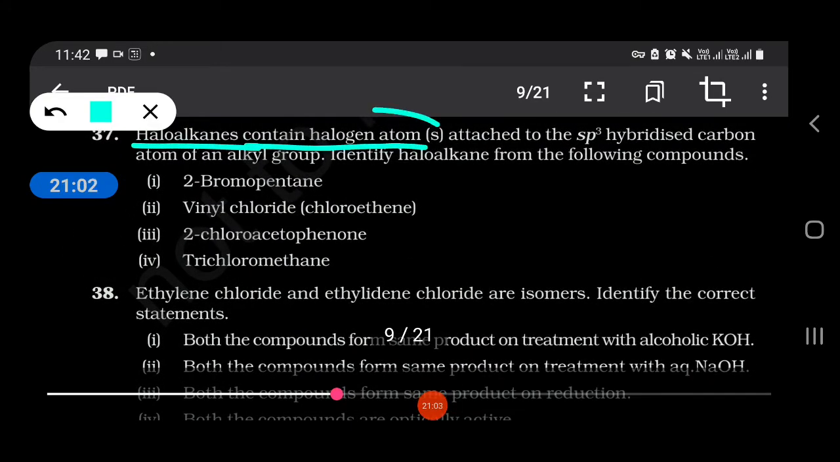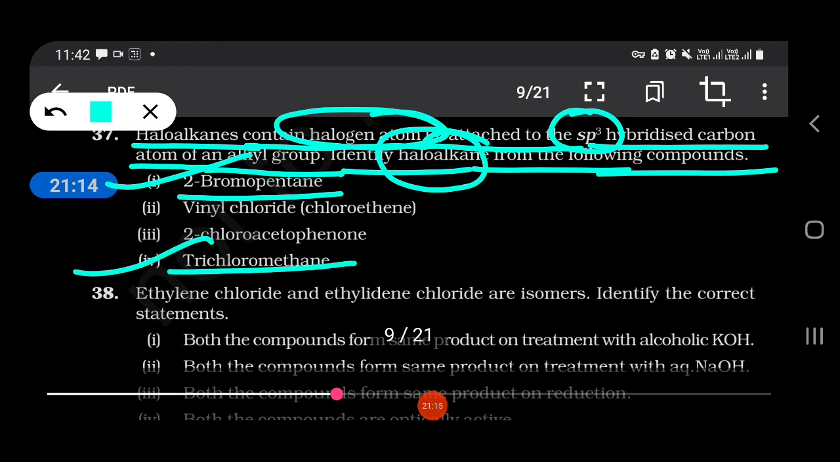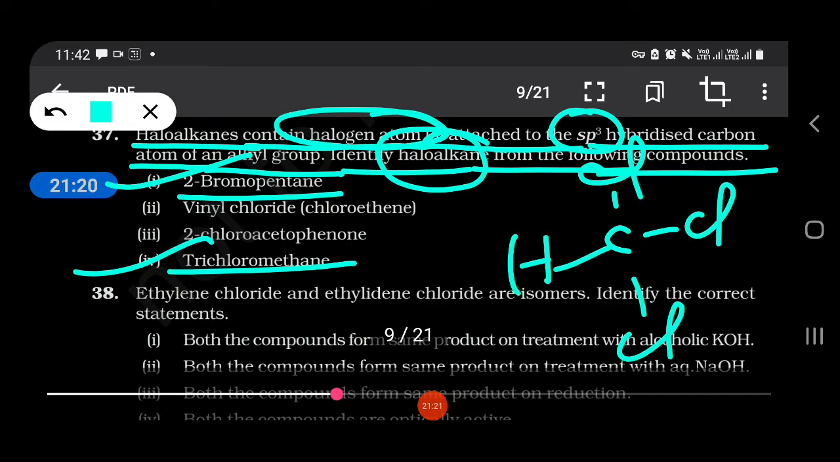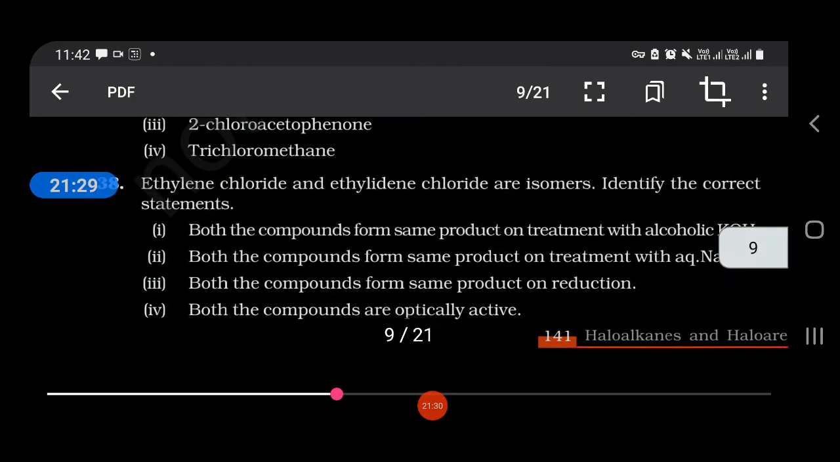Haloalkanes contain halogen atom attached to sp3 hybridized carbon atom of alkyl group. Identify haloalkane from the following compounds. So our answer is 2-bromopentane and trichloromethane. And 2-bromopentane, 1, 2, 3, 4 and 5, 2-bromo. sp3 hybridization.